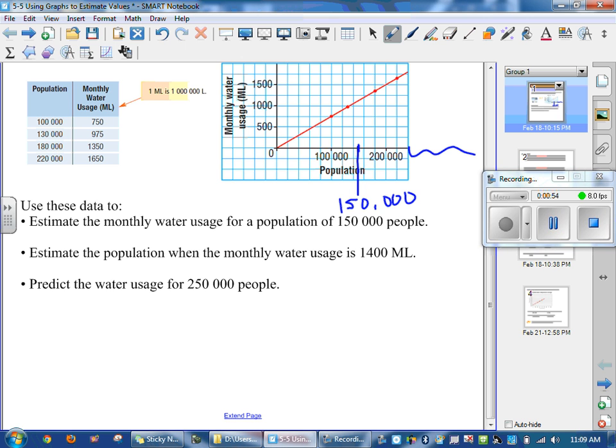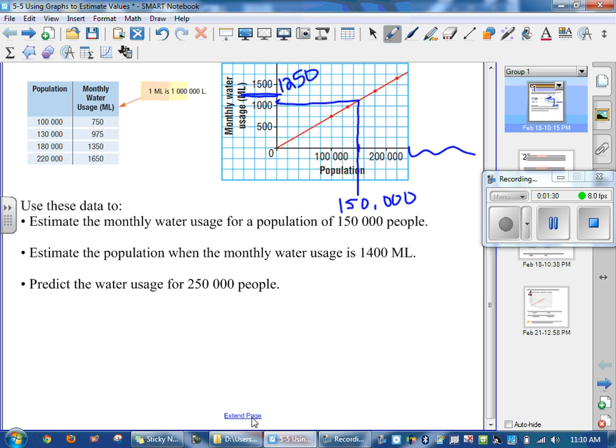So if I want to estimate how much water it used, the strategy is I need to go up to the line from that point and then go left to the other side. So how much do you think they used for 150,000? Sure, give it a try. Well, halfway between, this line right here is 1250.